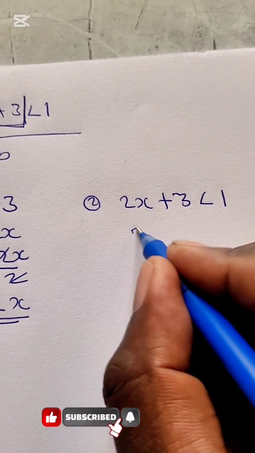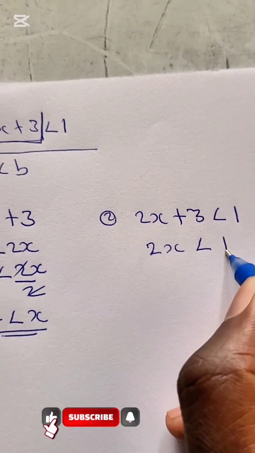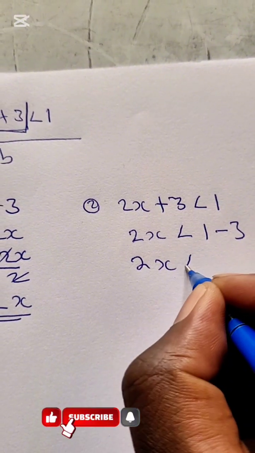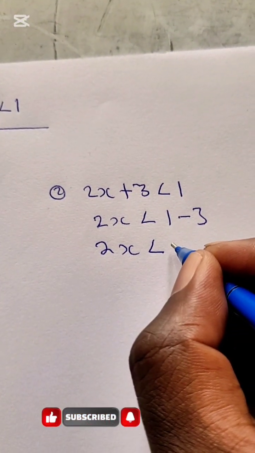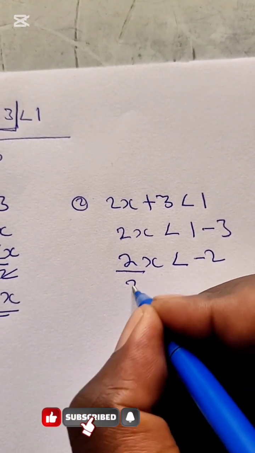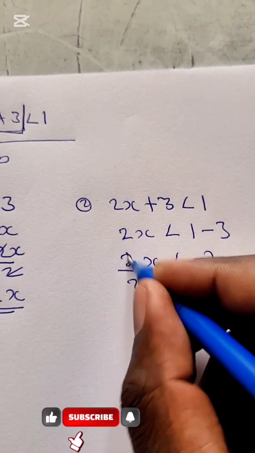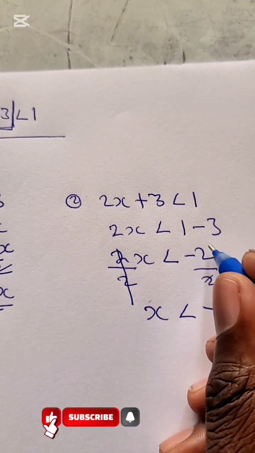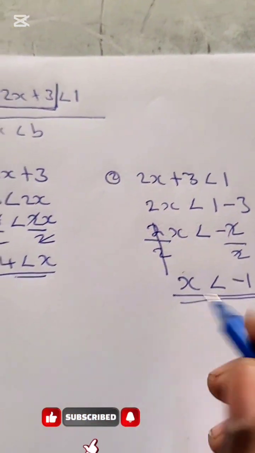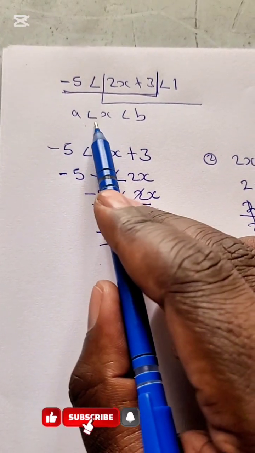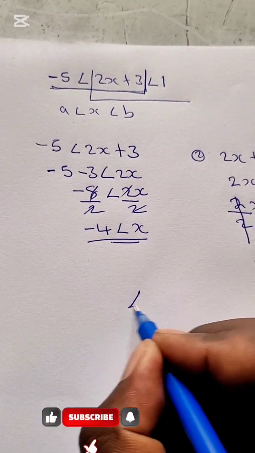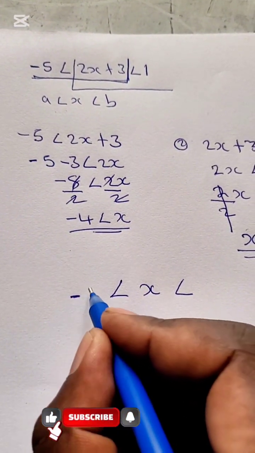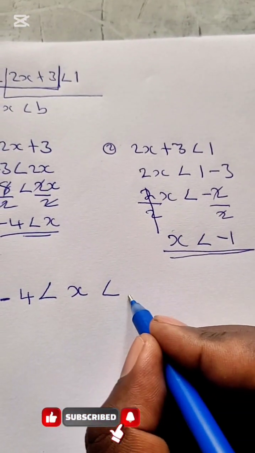Okay, then the second one, 2x plus 3 less than 1. Positive 3 to this side is negative 3. Then that's 2x less than 1 minus 3. That's minus 2. Then you divide both sides by 2. Then you get our answer x less than minus 1. Okay, so we are asked to give our answer in the form a less than x less than b. So let me write it down: negative 4 here, then negative 1 here.